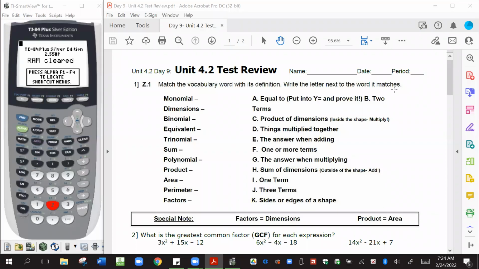Hello, everyone. I'm going to be doing a very quick 4.2 test review. Make sure that you study it, make sure you know it, make sure you know these words. I'm going to leave the top one alone just because this is exactly like the 4.1, and hopefully you can do that one fairly quickly.